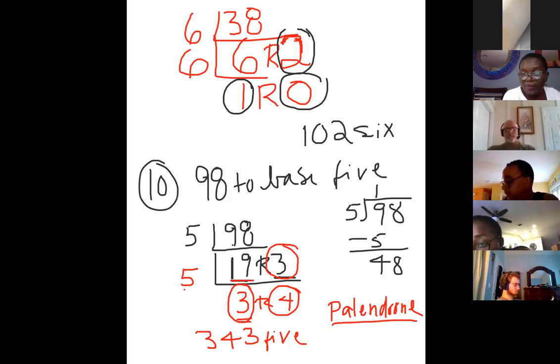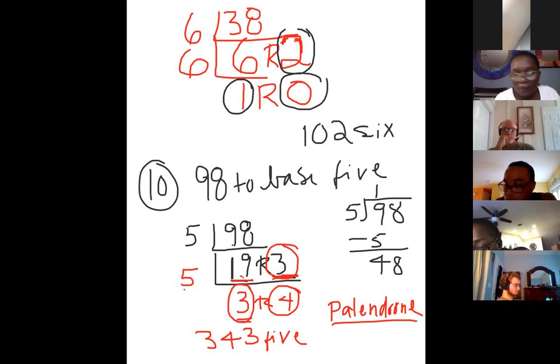Okay, I'll do it on my calculator. 98 divided by 5 gives you 19.6, right? That's the 19, the whole number. The 0.6 is the 3 that's left over.